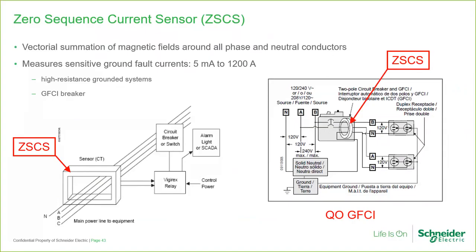Zero sequence current sensors can be made very sensitive. They are used in ground fault circuit interrupters to sense 5 milliamps of ground fault current, as is shown in this 120/240 volt 3-wire single phase ground fault circuit interrupter circuit breaker shown here in the drawing. And inside the circuit breaker indeed is a zero sequence CT.